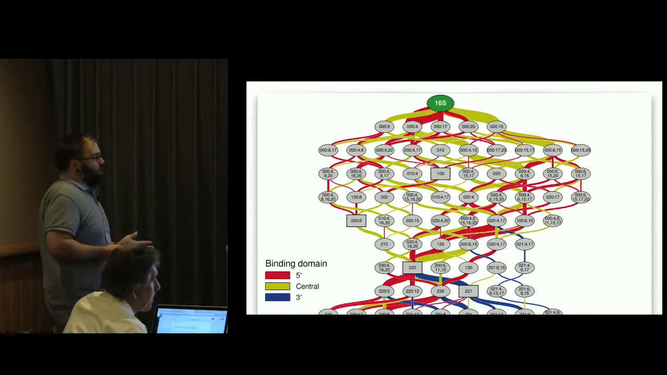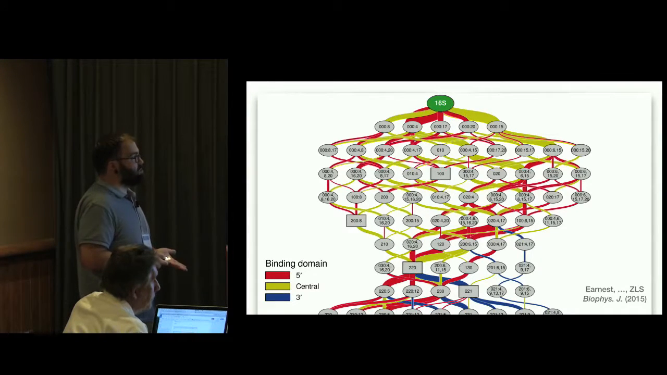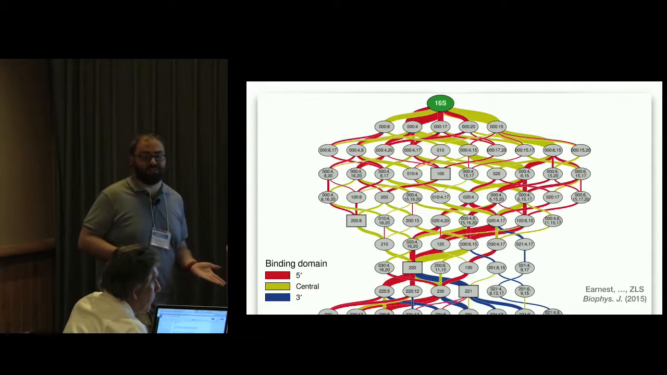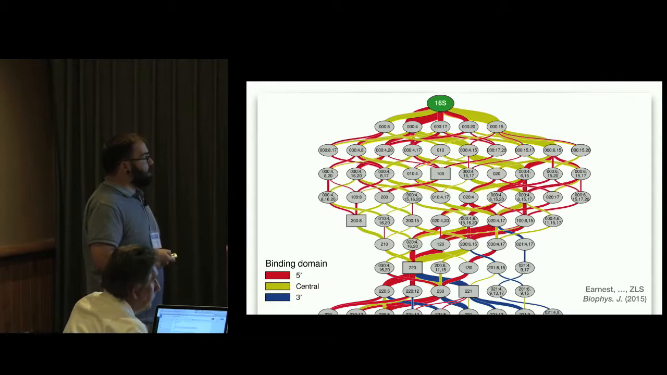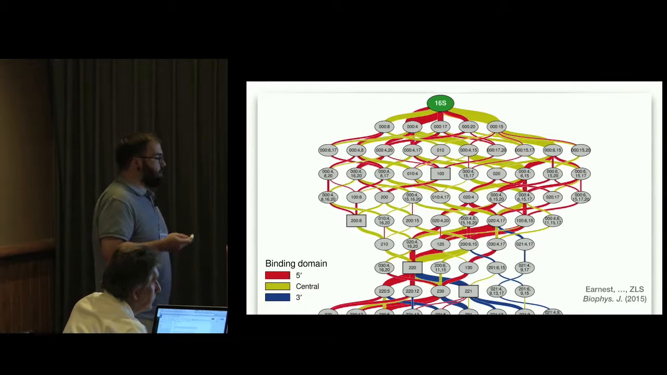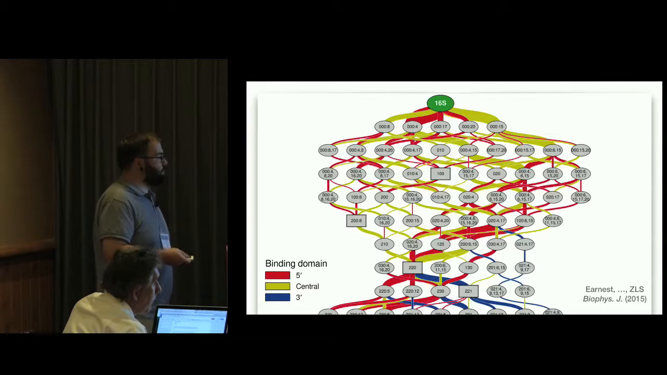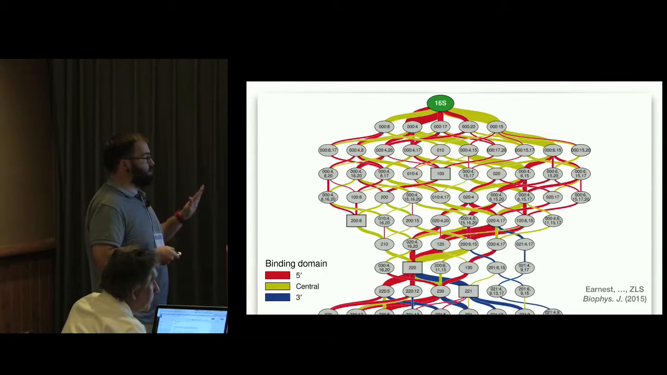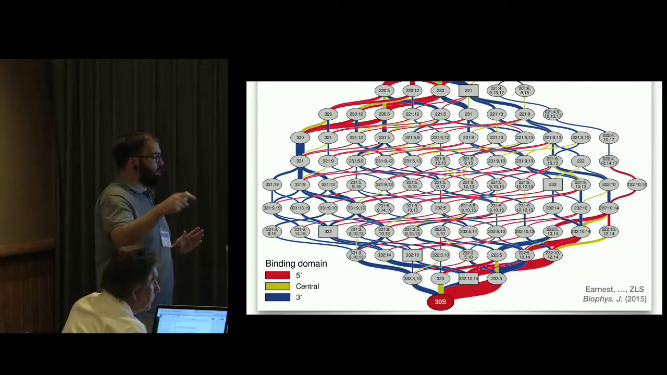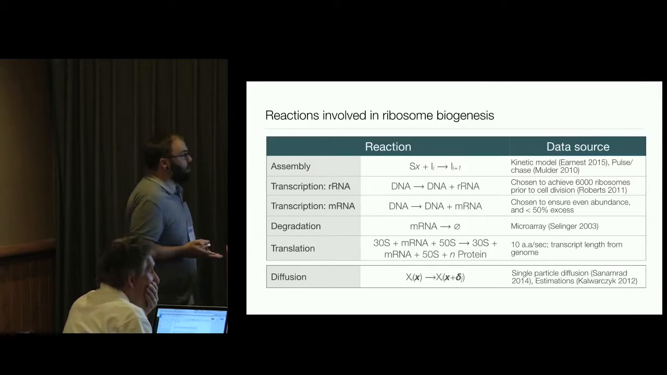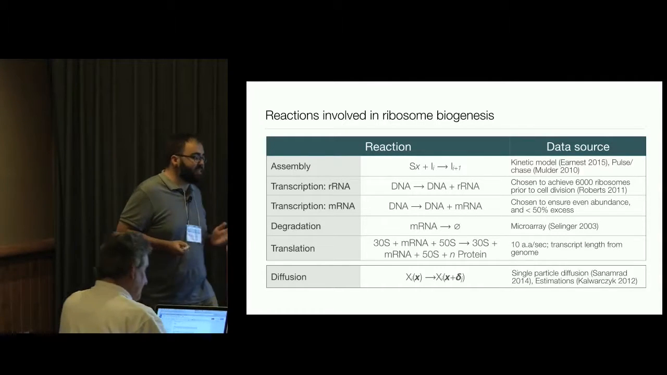The nice thing about this model is it actually predicts exact intermediates to see in experiments. It turns out the ones that are in boxes here have been observed using cryo-electron microscopy. It also predicts the right assembly order, or at least the assumed assembly order that people have seen so far, which is a 5' to central domain to 3' directionality. Cool. So that is the assembly model, but ribosome biogenesis isn't just assembly.